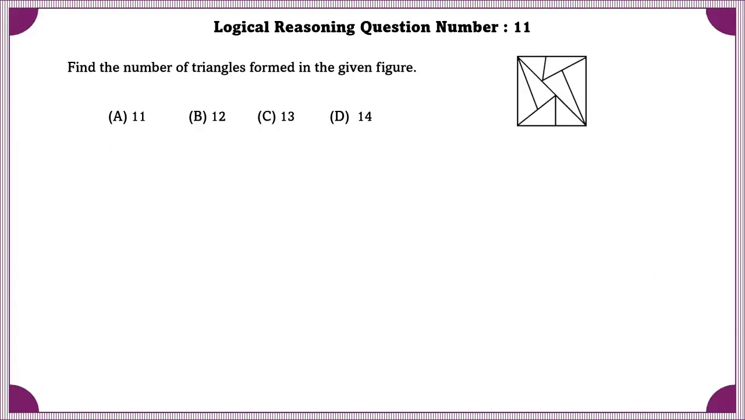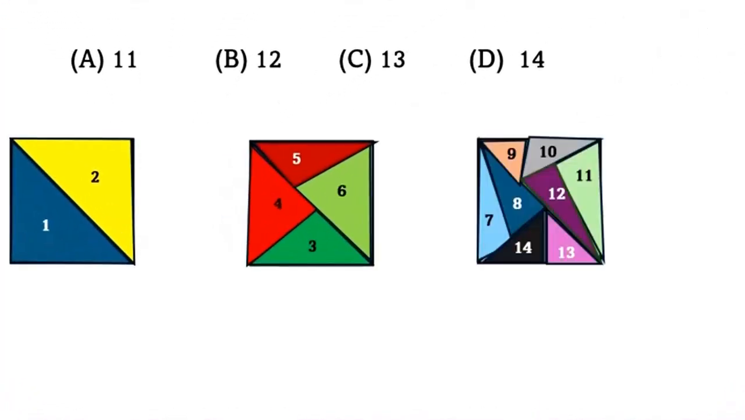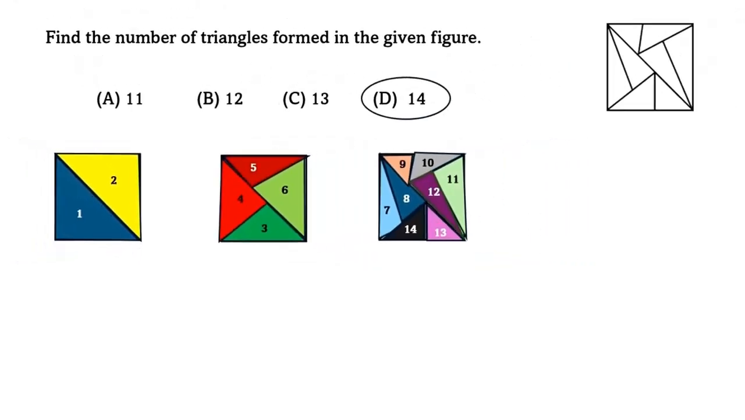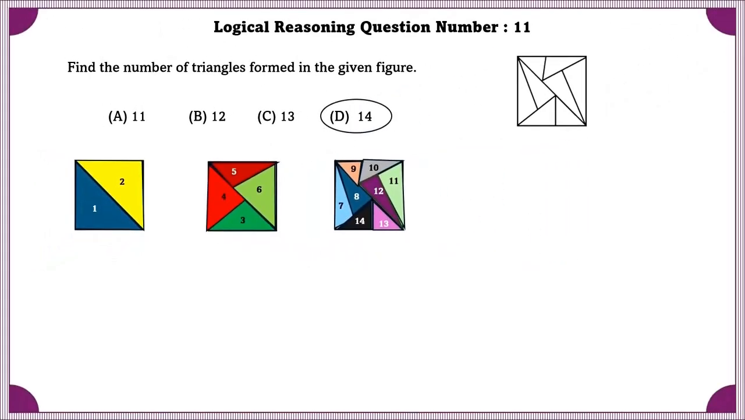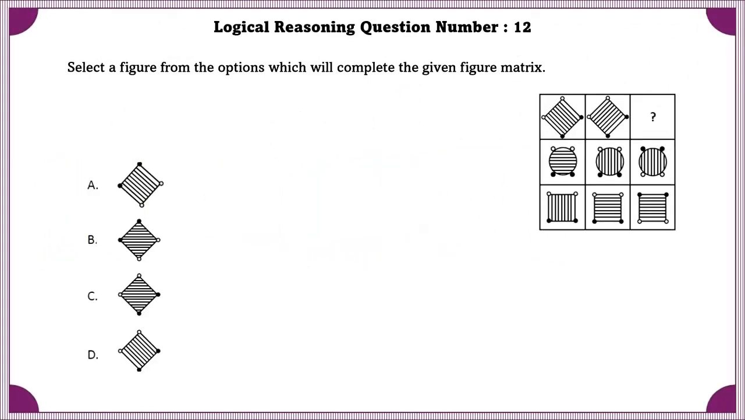Logical reasoning question number 11. Find the number of triangles formed in the given figure. 14 triangles are formed in the given figure. Logical reasoning question number 12.